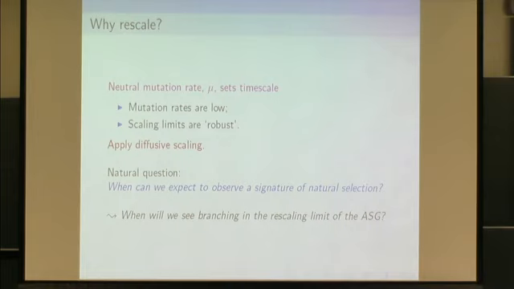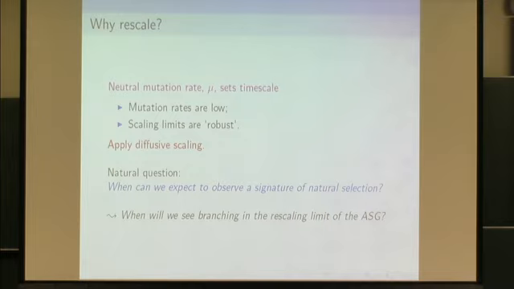So what we're going to do is apply a diffusive rescaling to that spatial ancestral selection graph. And the question we're going to ask is, when can we actually expect to observe a signature of natural selection? Or put another way, when have we got any hope at all of observing a signature of natural selection? What does that correspond to? It corresponds to saying, if I take a sample, when will it look different from a sample from just a neutral population? So when will I have a chance of actually detecting that these branches take place in my ancestral selection graph?